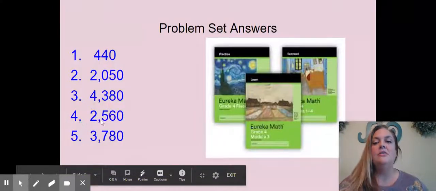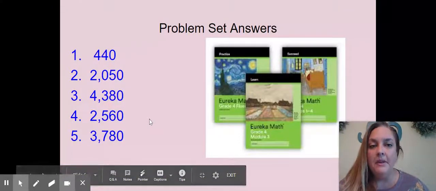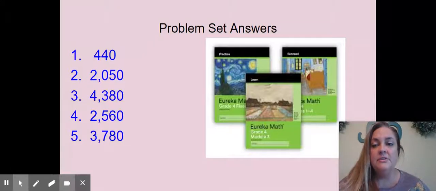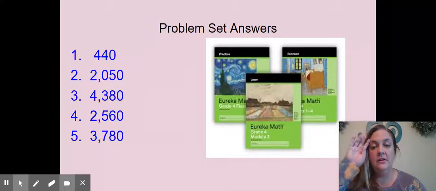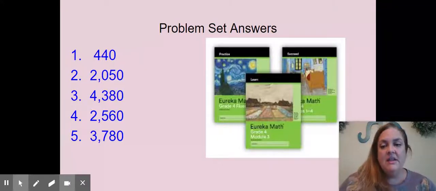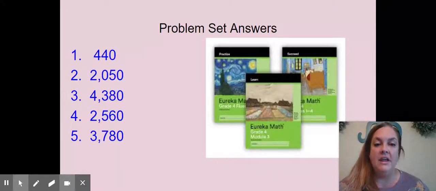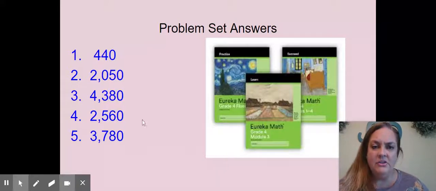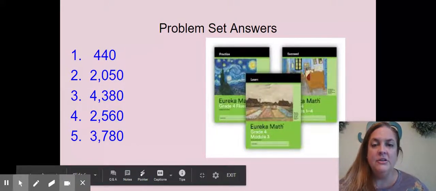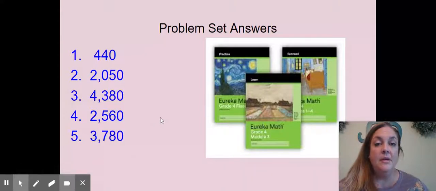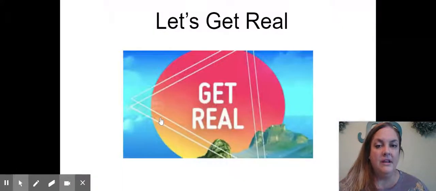All right, I'm going to pretend like you went and did your problem set before you came back to this. Let's take a look at the problem set answers today. Number 1 is 440. Number 2 is 2,050. Number 3 is 4,380. Number 4 is 2,560. And number 5 is 3,780. Even if you saw these and you haven't done your problem set, do not panic. You can still go do your problem set and then check them with these answers to make sure they're correct. But remember, we want you to set it up as an area model today.